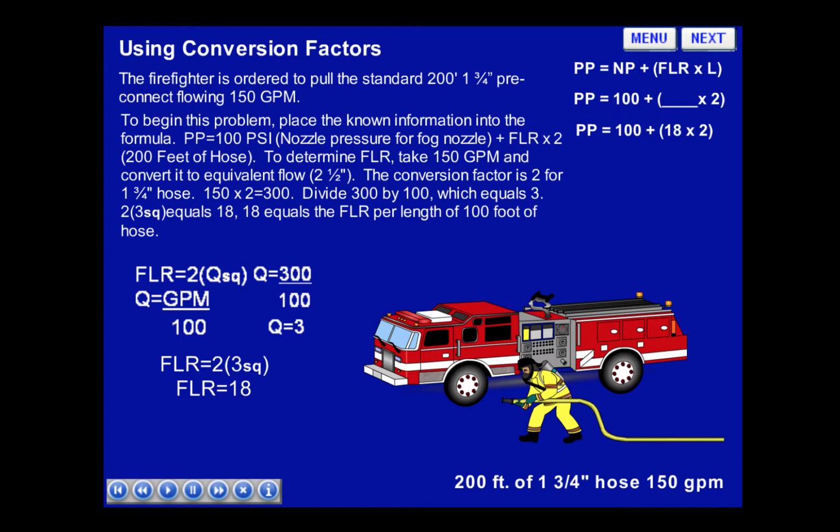So, pump pressure equals 100, the nozzle pressure, plus 18, the friction loss rate, times 2 for the length of hose. So pump pressure equals 100 plus 36 for a total of 136 psi.